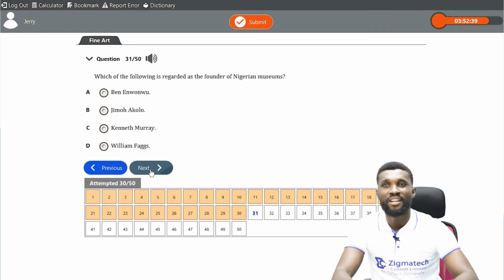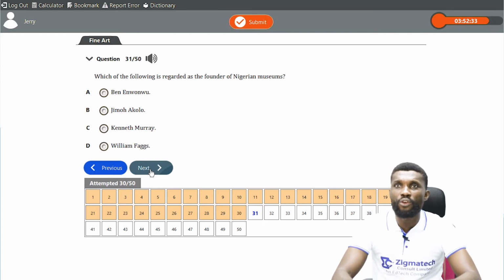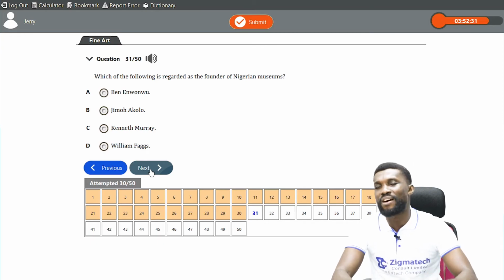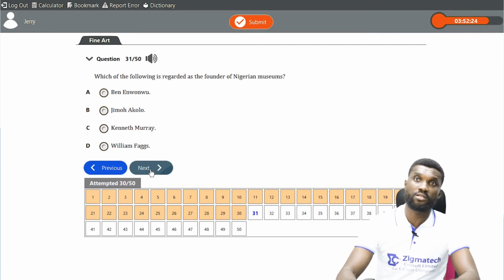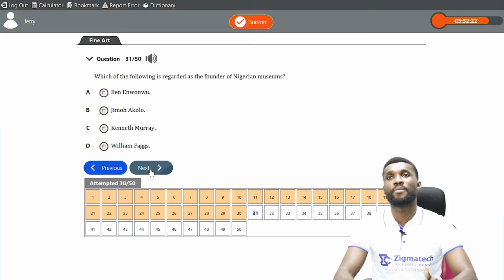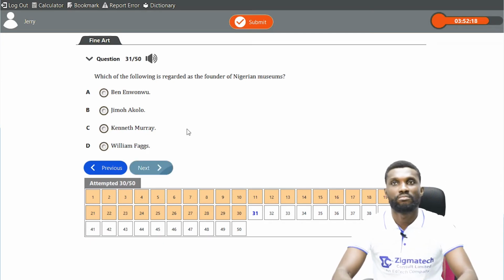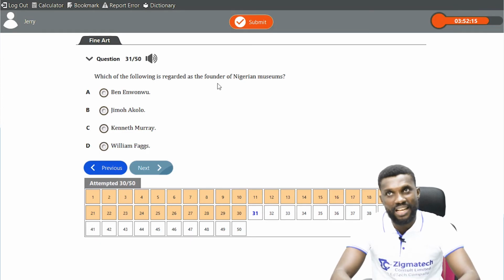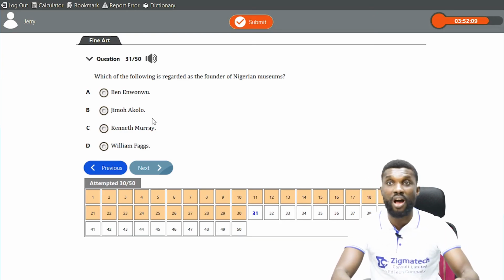Question number 31. Which of the following is regarded as the founder of Nigerian Museum? A. Ben Enwonwu. Ben Enwonwu is a contemporary Nigerian artist. He is a sculptor and a painter. He is not the founder, nor is he the father of Nigerian Museum. Jimoh Akolo, no, he's a contemporary Nigerian artist.